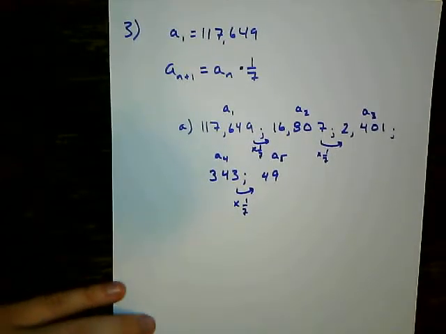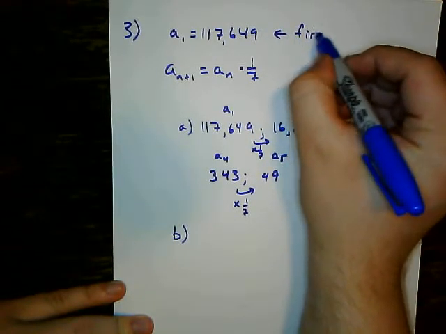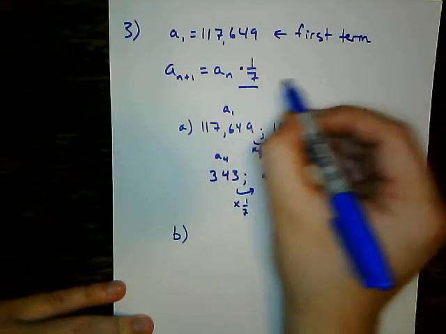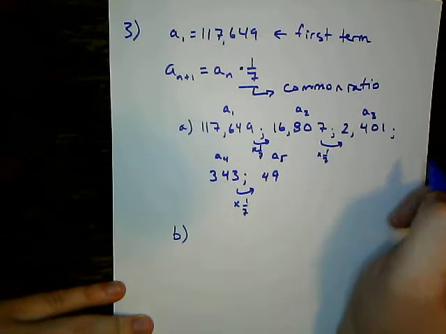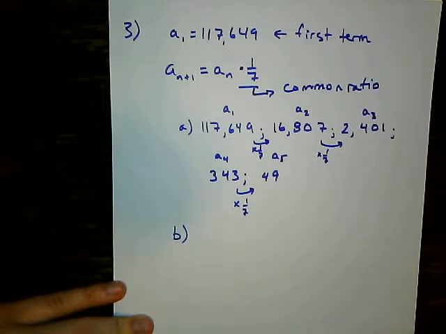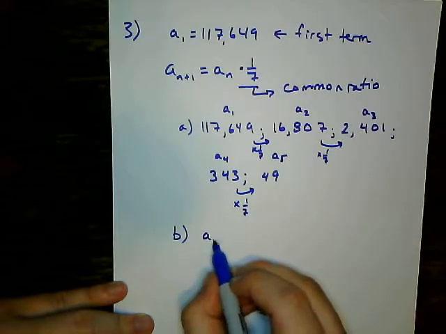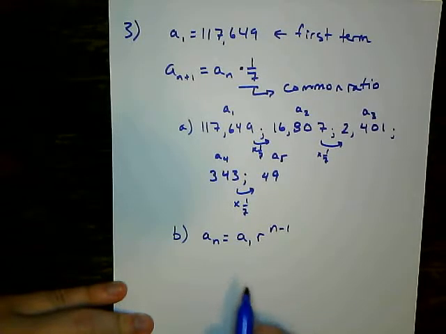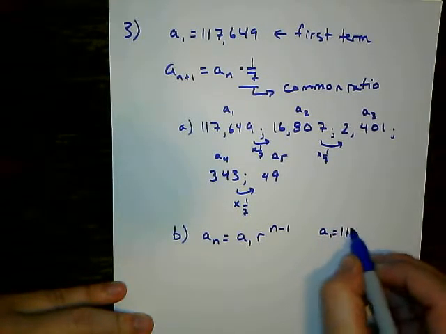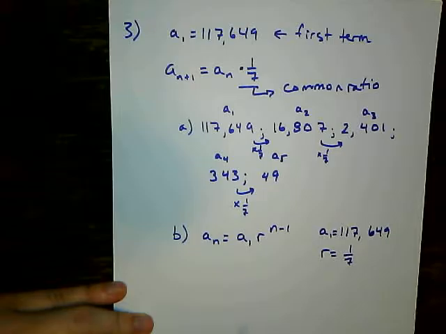Now let's go ahead and write our explicit formula. So we said this is our first term. I'm going to go back to the top. First term. And there's our common ratio. There's our pattern that we're using. Okay, so we're using that pattern. Let's pull up our explicit geometric formula, which is going to be a_n equals a1 times r to the n minus 1. So we've got A1 is 117,649, and we've got r equal to 1 over 7. We're going to plug that all into our formula here, and we're going to call it a day.